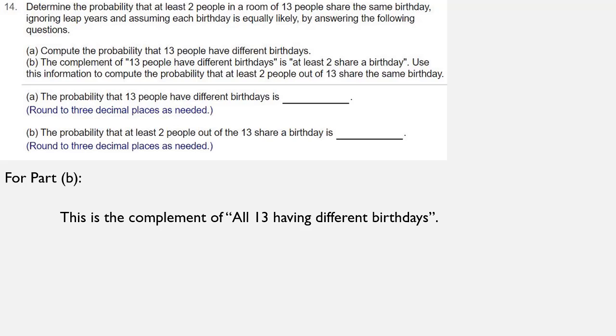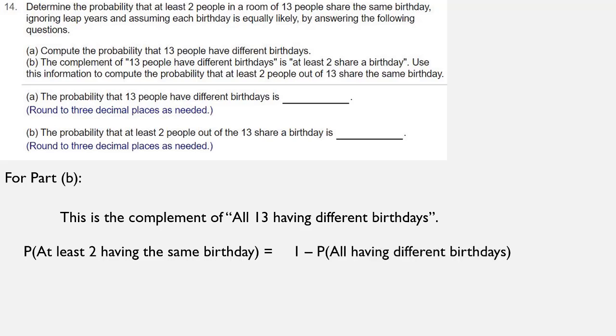So that's the complement of all 13 having different birthdays, which would be 1 minus the probability of all of them having different birthdays. So the probability of at least 2 having the same birthday is 1 minus the probability that they all have different birthdays. We just computed that value in part A. So this is 1 minus the 0.806, which is 0.194. So that means there's a 19.4% chance that 2 people out of 13 will have the same birthday.